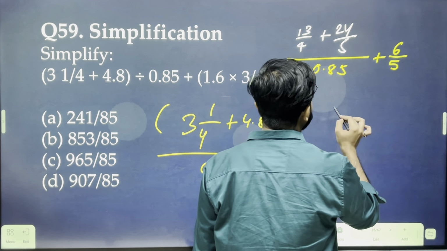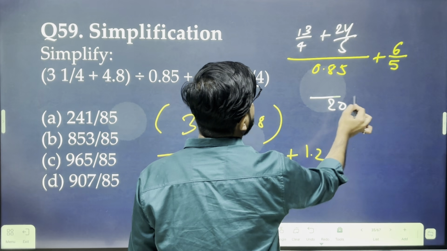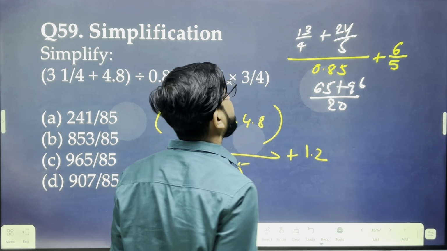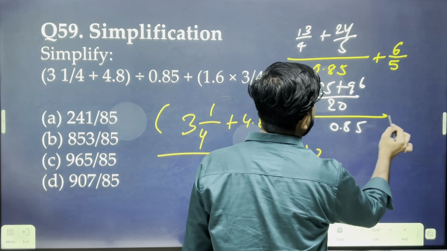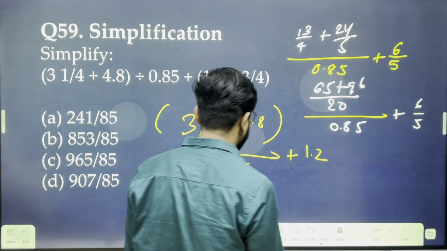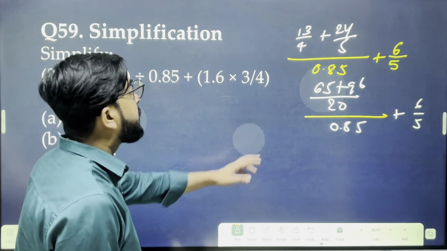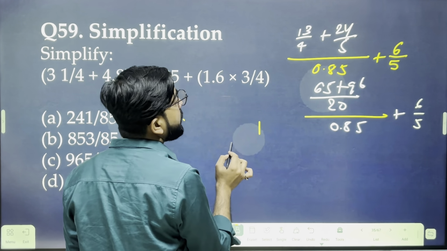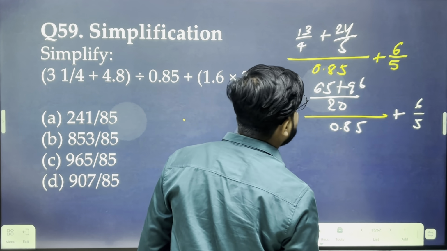Now the LCM is, let us solve this first. So that becomes the LCM 20 and 65 plus 96, divided by 0.85 plus 6 by 5. Now I'm erasing this. Fine. So 6 plus 5, 11, 9 plus 6, 15, plus 1, 61, divided by 20.